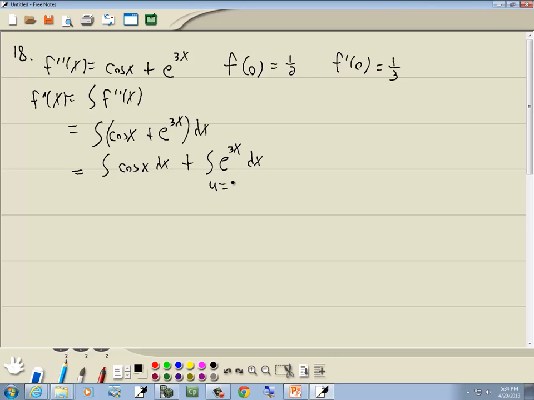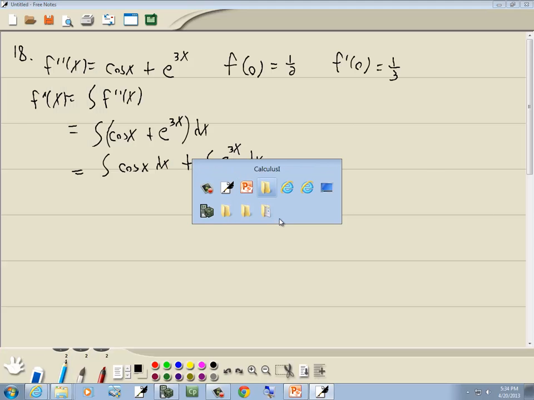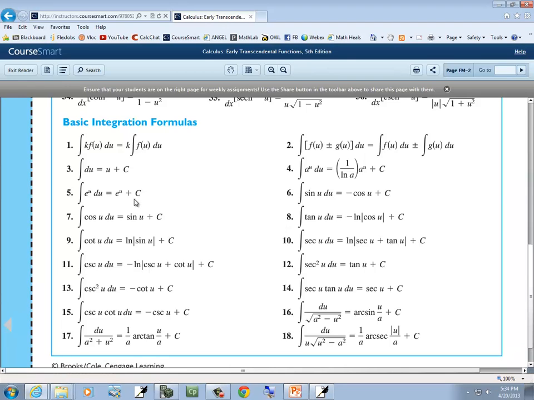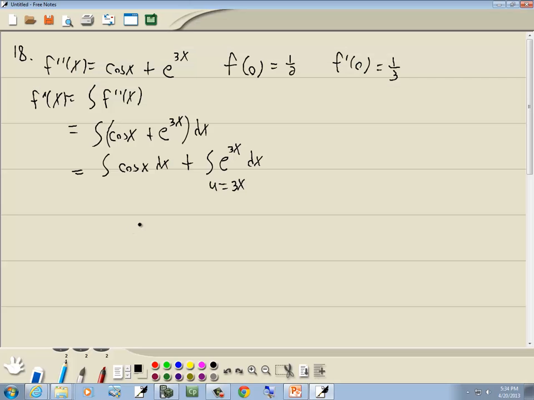We'll let u equal the power on e, and that comes from our fifth property here, e to the u. Whatever your power is, you let it be u. So then du, the derivative of that, would be 3 dx.